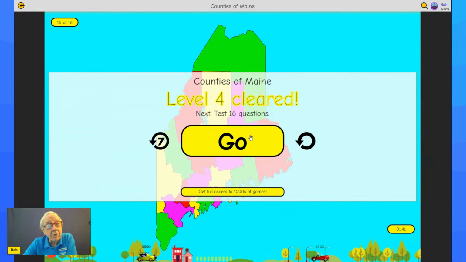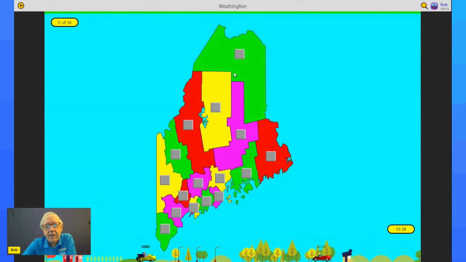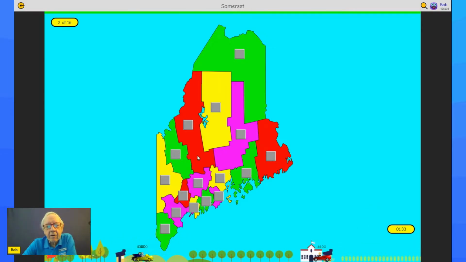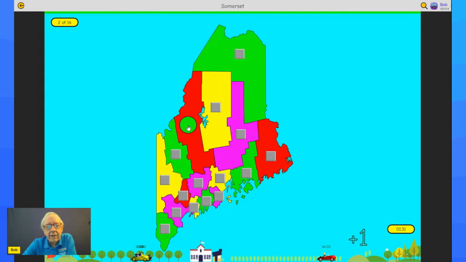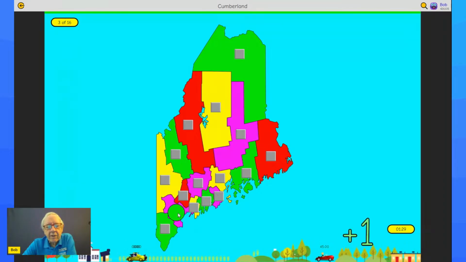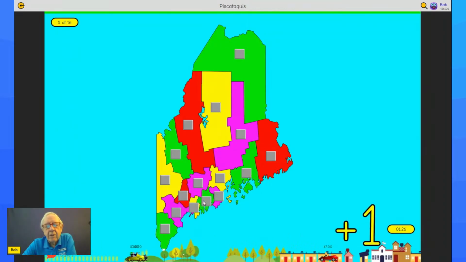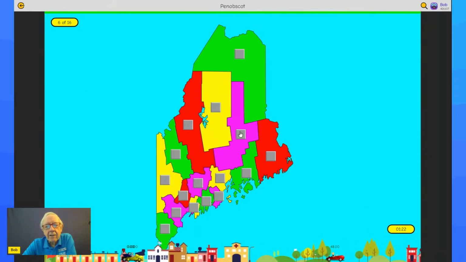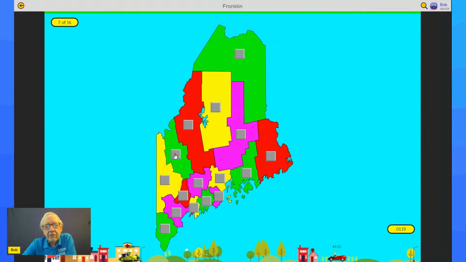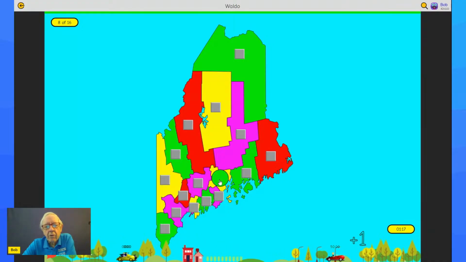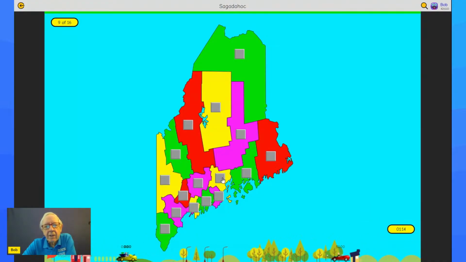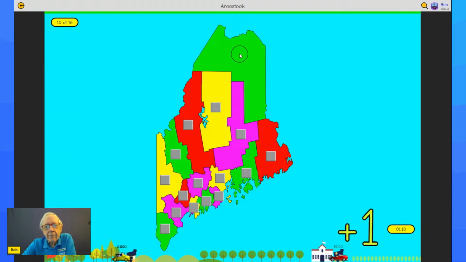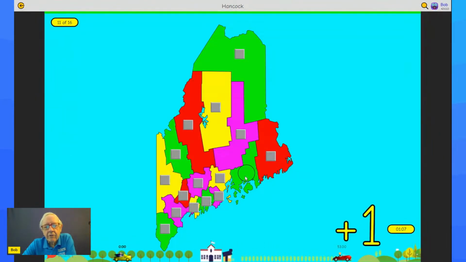Now we're in test mode. Back to the topic. That's for Washington. That's for Knox. See if I can get 100%. Somerset, Cumberland, purple one down here, Lincoln, the green one, Piscataquis, Penobscot. I think I can get to pronounce these somewhat. Franklin, Waldo. Where's Waldo? Waldo's right here. Sagadahoc, yellow one. Aroostook. Hancock would be this one.